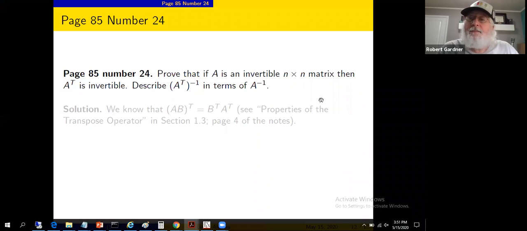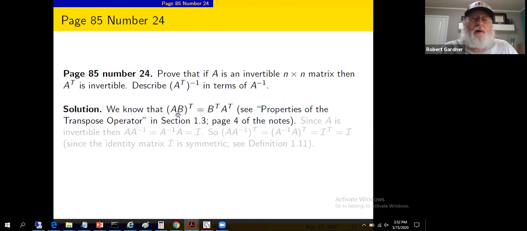Here we go. Okay, the question says, prove that if A is an invertible n by n matrix, then A transpose is invertible, and describe the inverse of A transpose in terms of the inverse of A. All right, so A is invertible, find A transpose inverse.